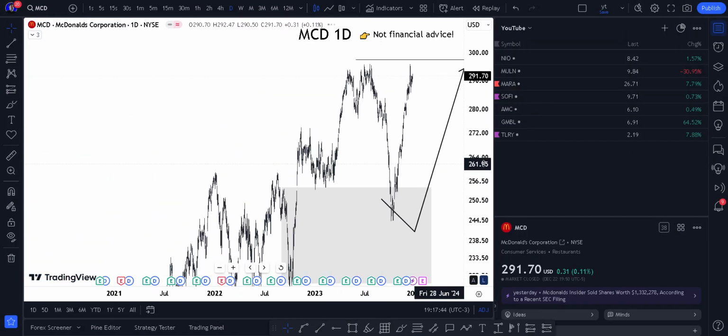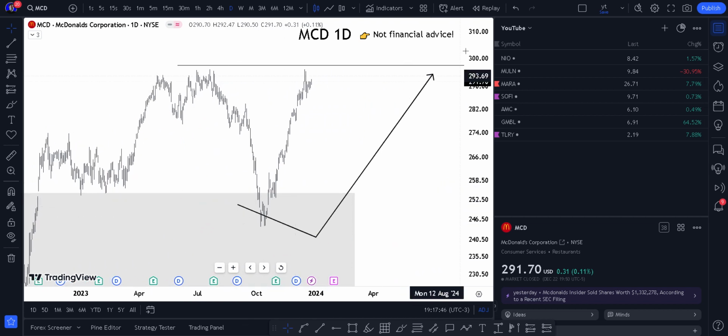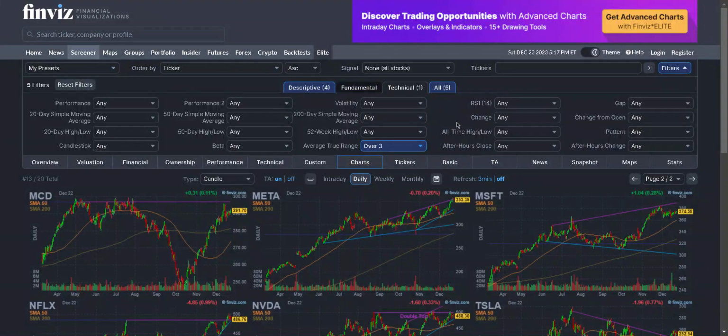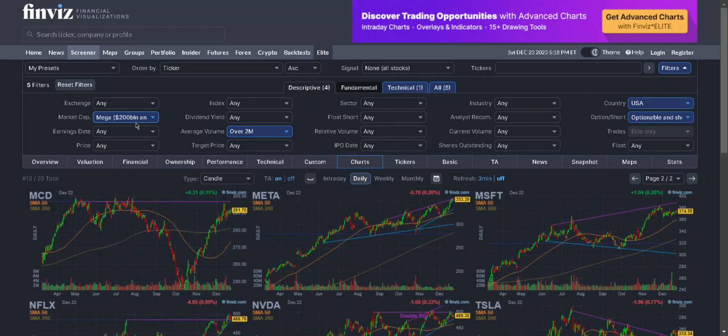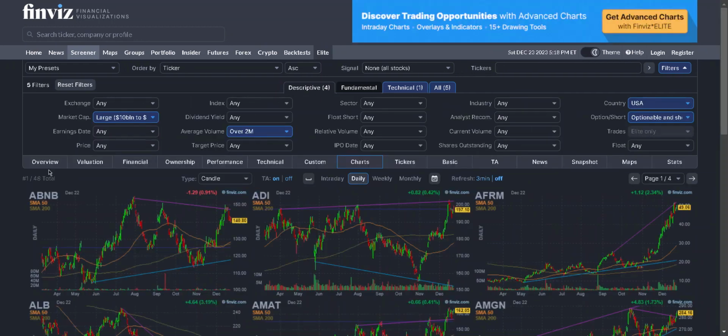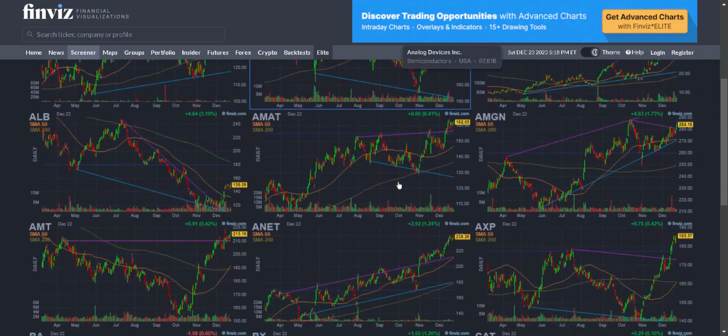What was my previous prediction? Beautiful bullish prediction. You can see again how I predicted it previously. If you want a broader range of stocks, you can always put the market cap to large. You're going to have 48 more that you can play with.